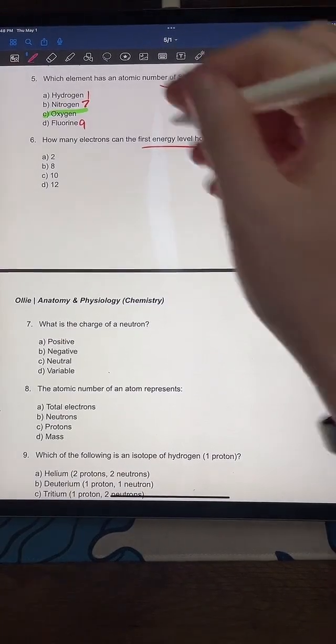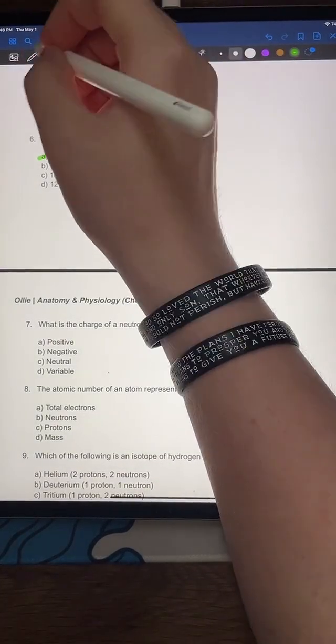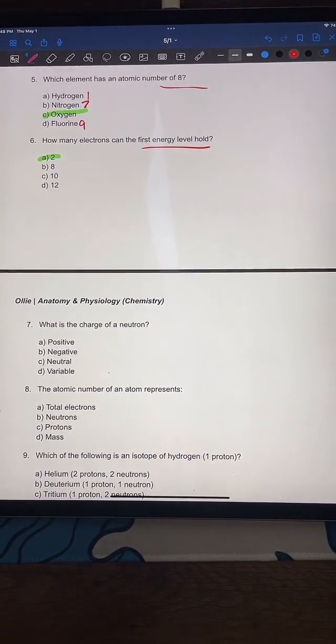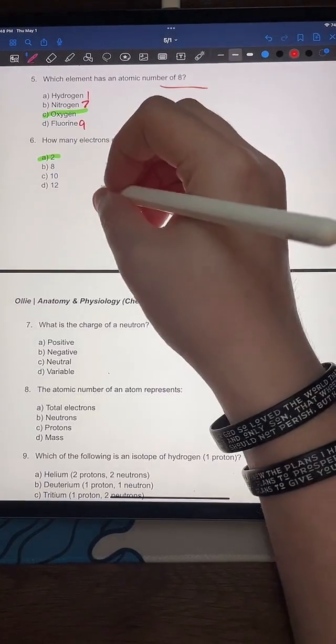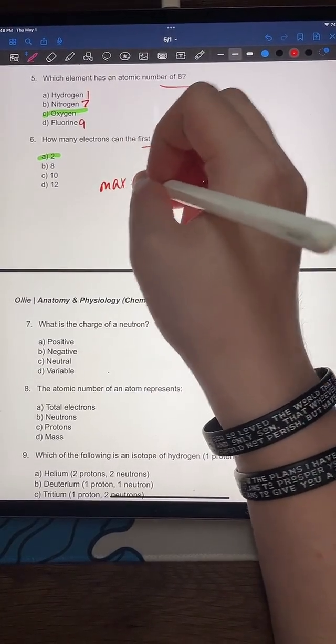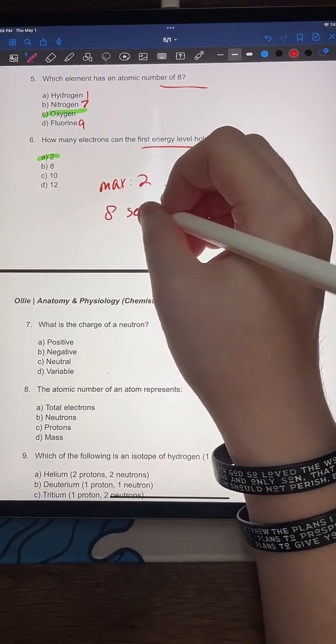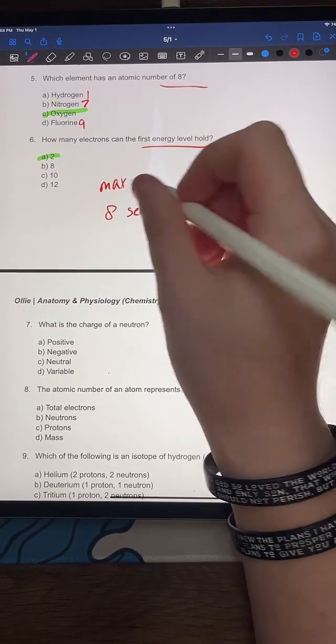Number 6, the answer is 2. Answer choice A, it's 2. So the first shell of electrons can hold a max of 2. And then 8 is the second shell and beyond.